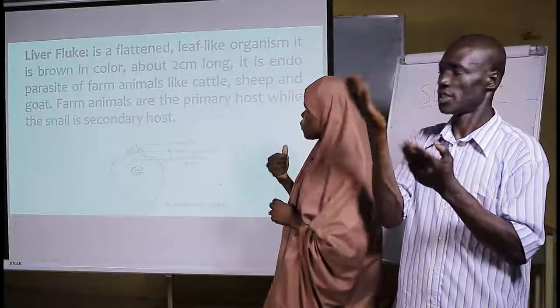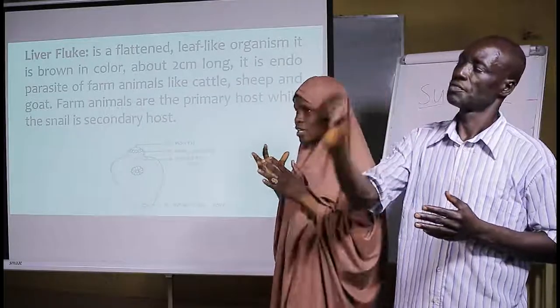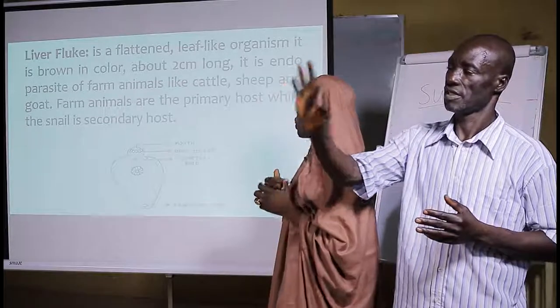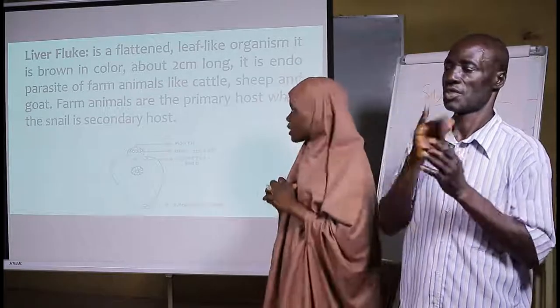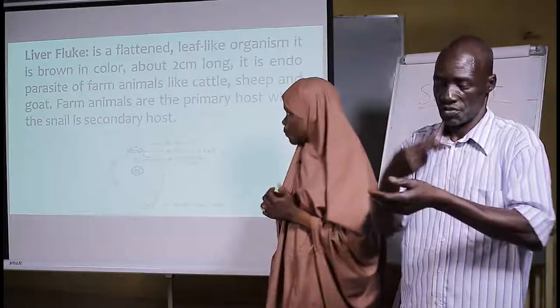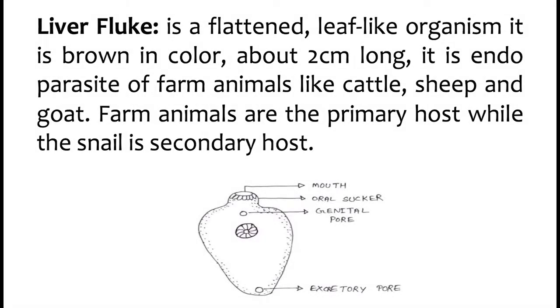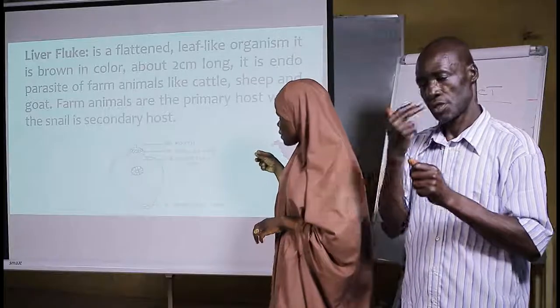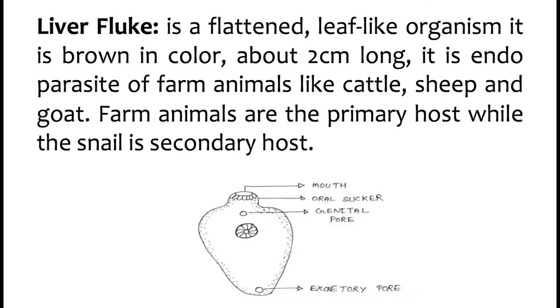What we mean here, the liver fluke, it is flattened and leaf-like in structure. It is brown in color. Mostly the type of animal that it attacks is the cattle, sheep, and goats. Farm animals, that is the goat, sheep, and the cattle, are the primary hosts, while the snails are the secondary host. As you can see here, this is a diagram showing you a liver fluke. This is the mouth part, we have the oral sucker, the genital pore, and this is the excretory pore of a liver fluke.